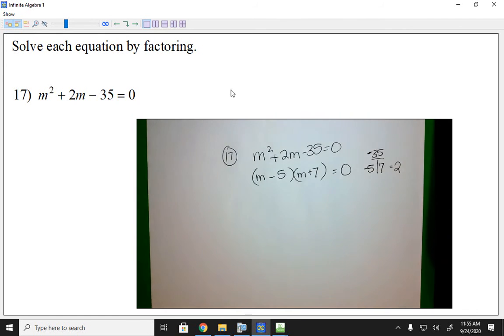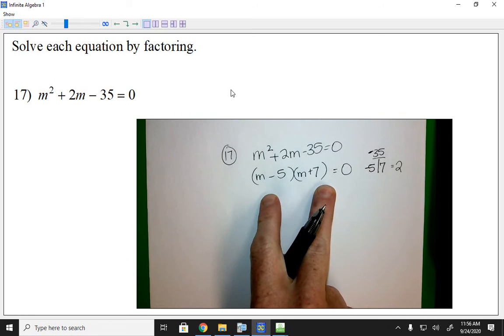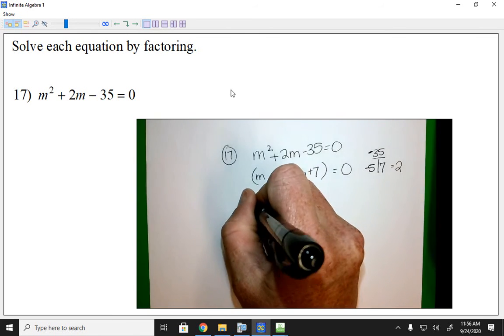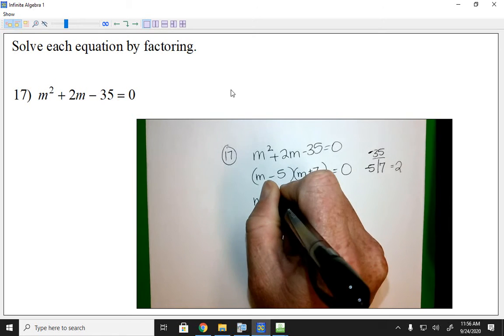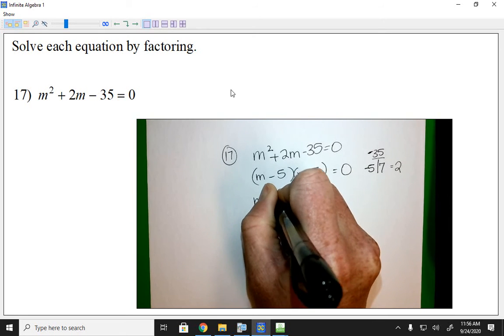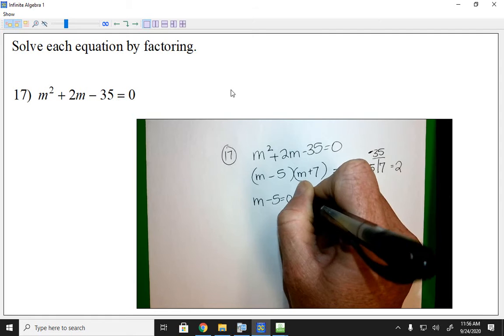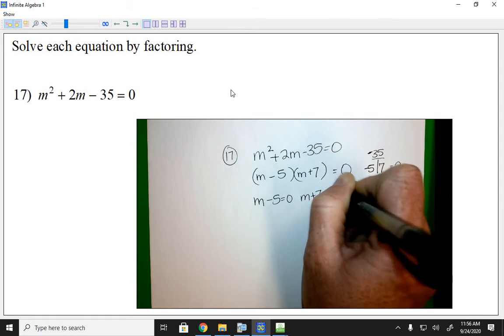Okay, so a lot of people like to stop right there. They're like, great, I'm done. But when they say solve, they want to know what m is equal to. So then this looks like the last two problems we did. And all we did was we took our variables and set them separately equal to 0. That's almost the same as the last problem.